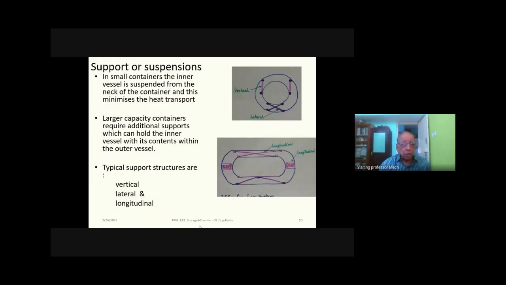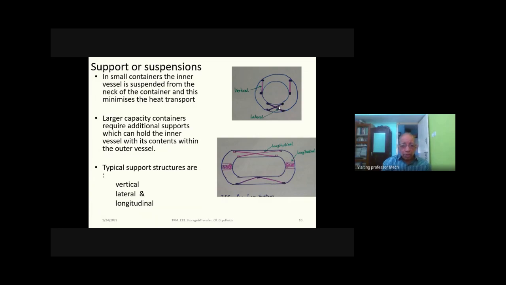Let's move on to supports and suspensions. As you know, compared to small capacity vessels, the bigger vessels cannot be supported in the same way. The inner vessel cannot be supported within the outer vessel, and it cannot be just suspended from the neck of the outer vessel. You require special support structures. Some of these are vertical support structures, and then lateral support structures are used. You can see the vertical support structure here, and the lateral support structures. These are required for big capacity storage containers.